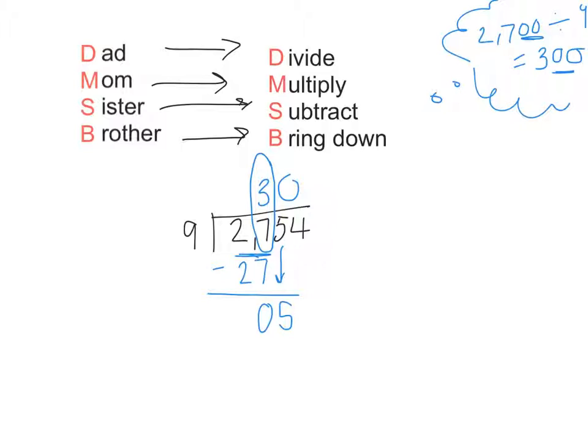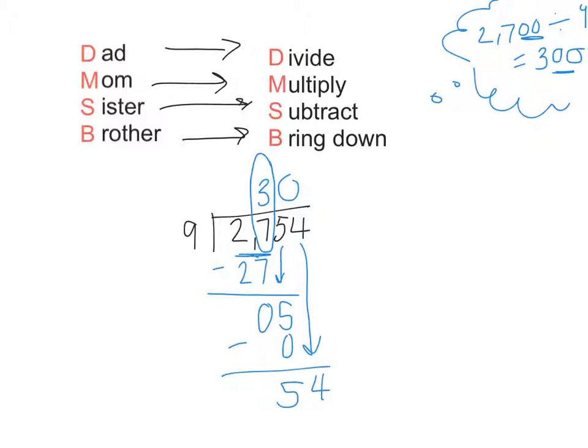Who's next in the lineup? Mom. M stands for? Multiply. So then I need to multiply 0 by 9. What's 0 times 9, Marcus? 0. Okay, Mom's done her job. Who's up next in the lineup? Siddharth? S for Siddharth, S for sister, S for subtract. So now I subtract 5 minus 0 is? 5. Okay, now the brother needs to do what? Bring down.